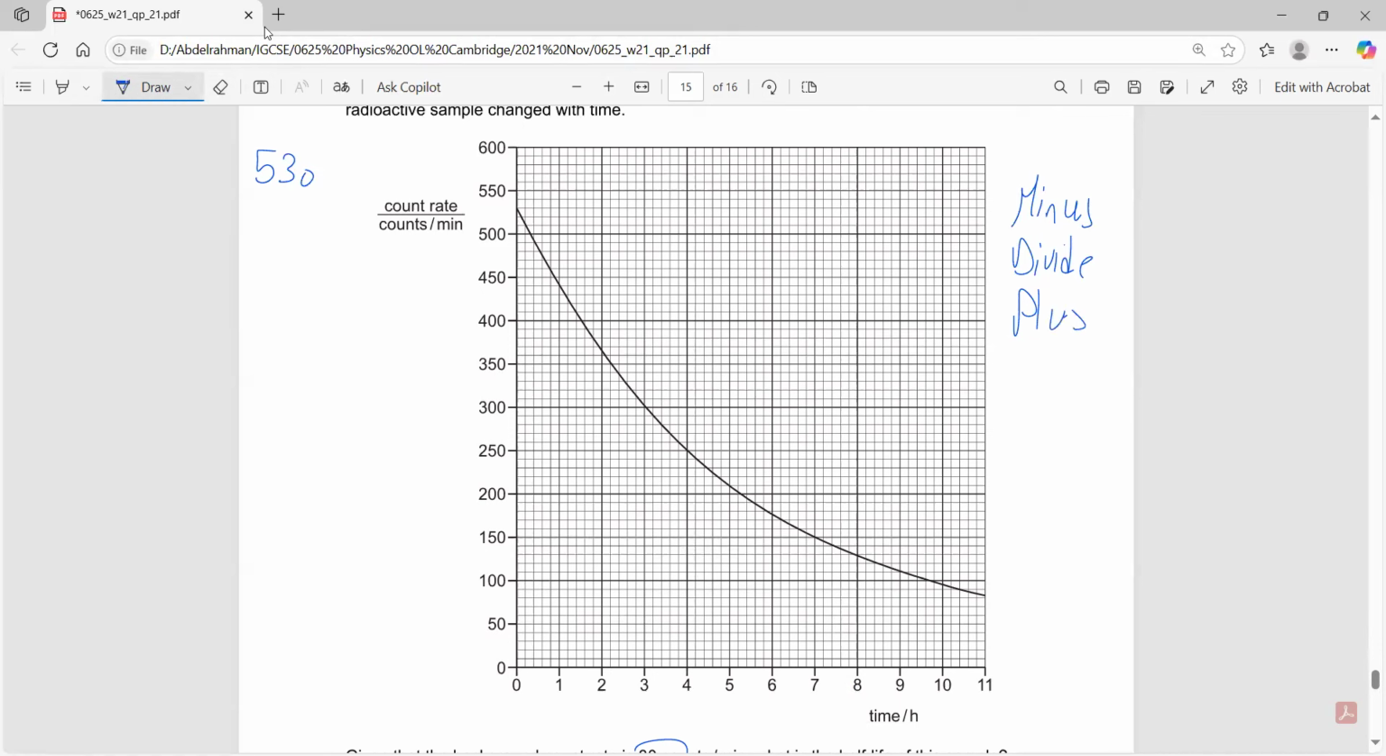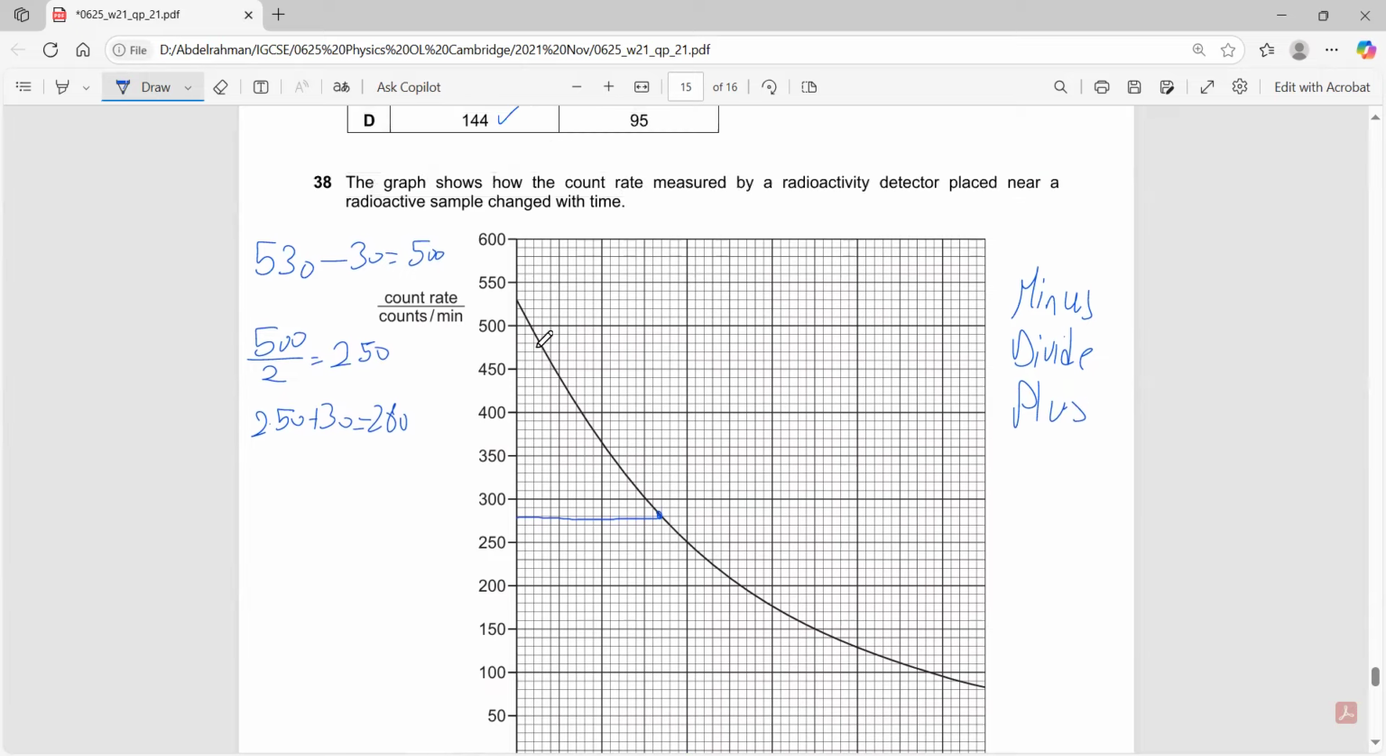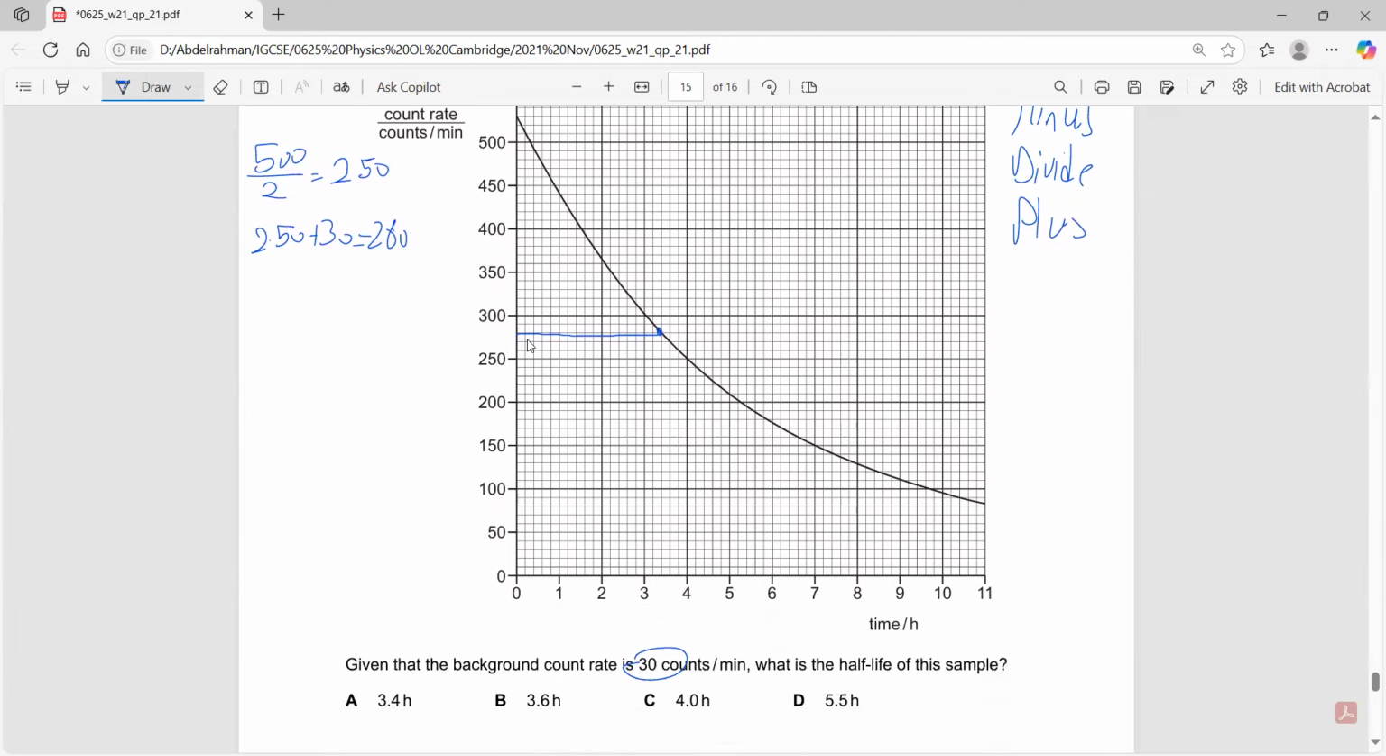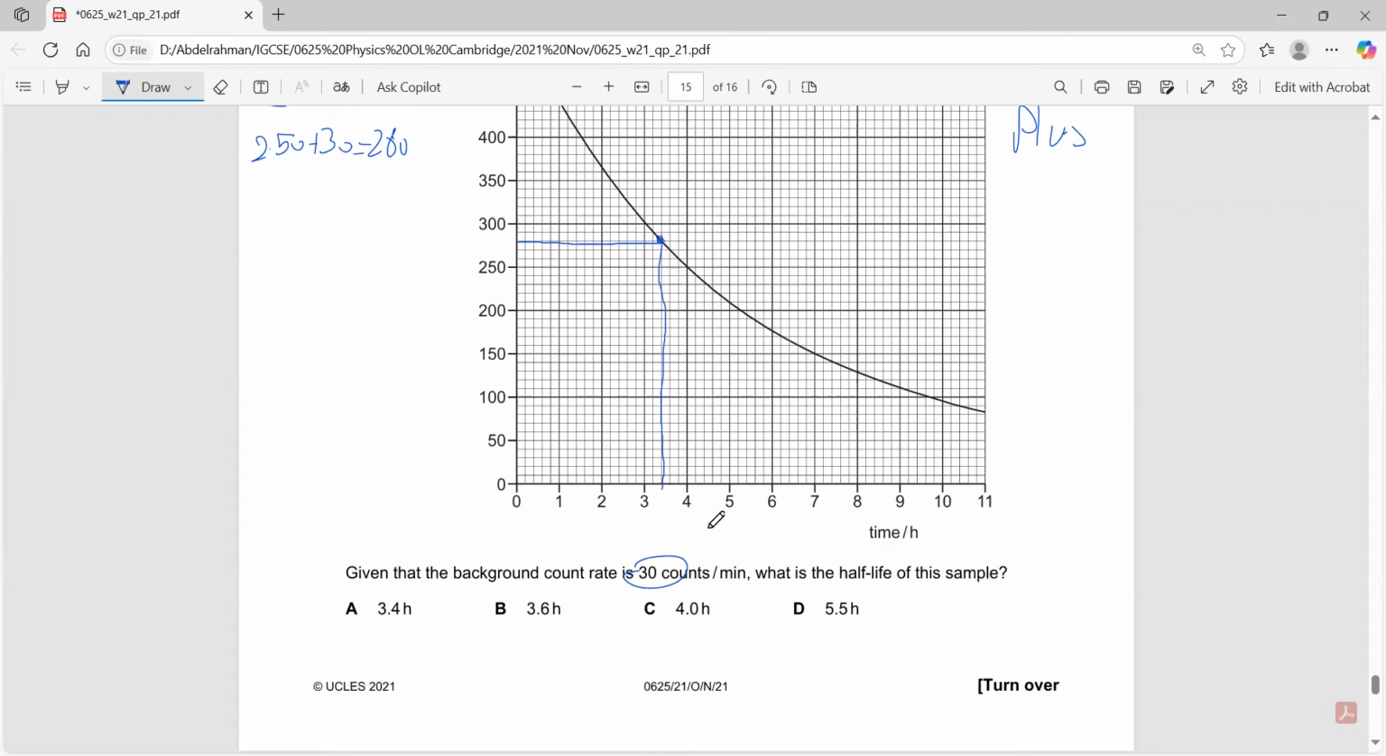So 530 minus 30 is 500. You need to divide 500 by 2, which is 250, and then you add the background radiation, which gives 280. From the graph, you need to draw a line from 280, which would reach this point exactly, right? At this point, you need to draw a vertical line, which would be 3.4. Yes, 3.4.